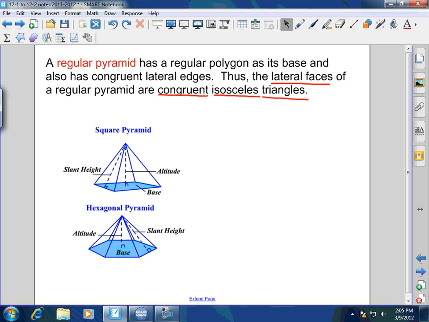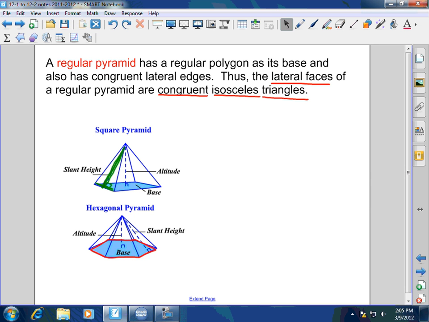Okay? And now, the slant height. The slant height is a height which creates a 90 here on this base, but it's the height of the face. It's not the height of the figure, it's the height of the face. And it is called a slant height. And as you can tell, everything is mimicked down here in the hexagonal pyramid. The only difference between the hexagonal pyramid and the square pyramid is the base.